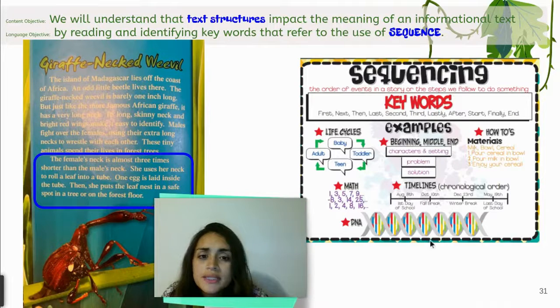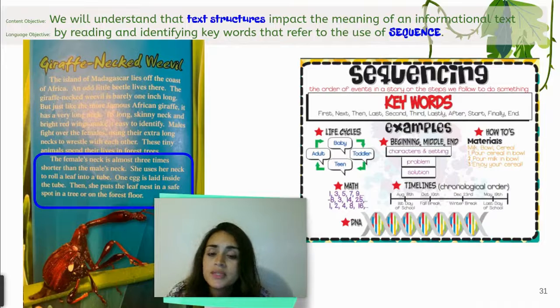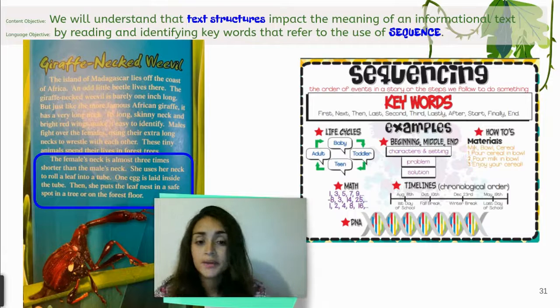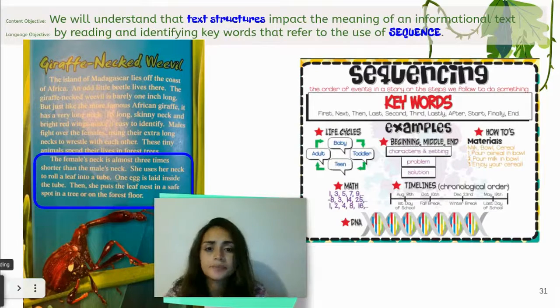On this chart, you could see examples of when the author is using text structure. It could be describing the animal's life cycles or a story that happened in a story and tell us the parts that happened in the beginning, the middle, and the end. You could also see procedure or how-tos. In this case, when we learned about the beetle, we learned the procedure of how she nests or lays her eggs. There's also timeline, numbers and dates, and the DNA string showing us some biological history.